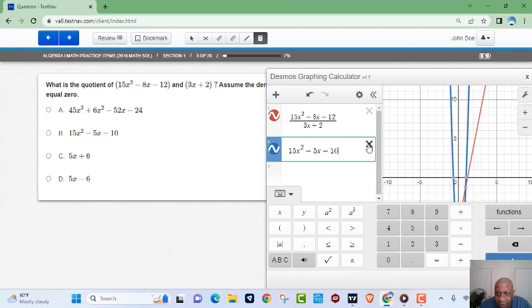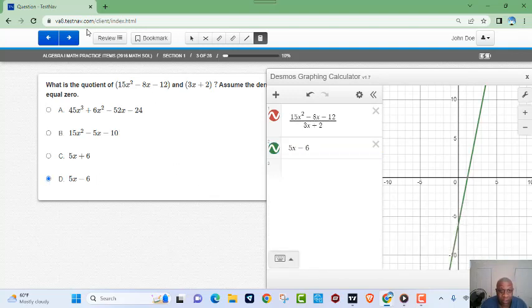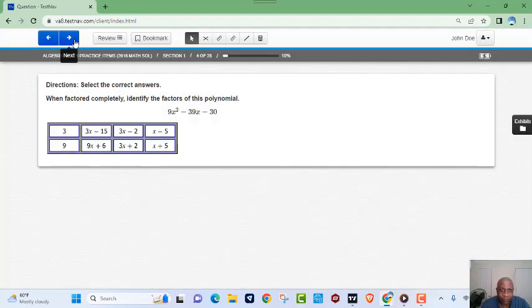So, in the interest of saving time, I'm just going to go for the one that is it. Let's look at 5x minus 6. Boom. You see, it overlaps it. If I take the 6 off, put the 6 back on, it overlaps. D is our answer. Okay, let's look at the next question.